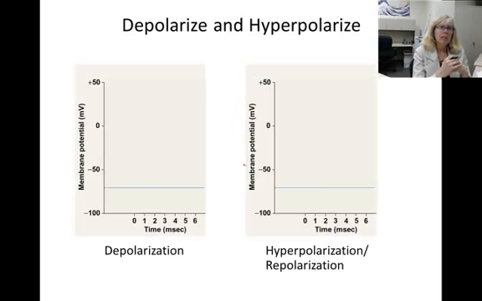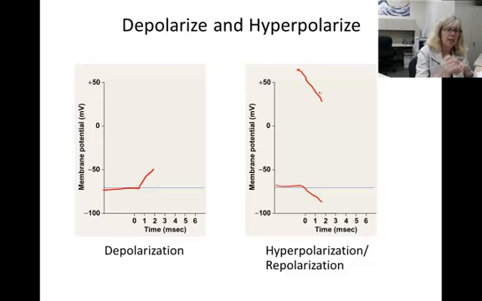If the membrane potential is made more positive on the inside, going from resting to more positive, this is called a depolarization signal. If the membrane potential becomes more negative, that's called hyperpolarization. And if the signal is already high and gets more negative, that's called a repolarization signal.